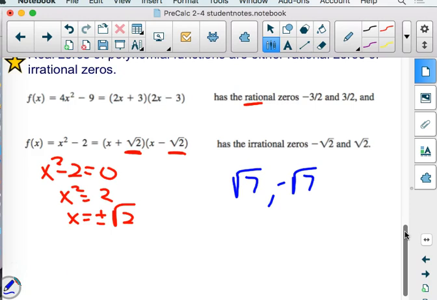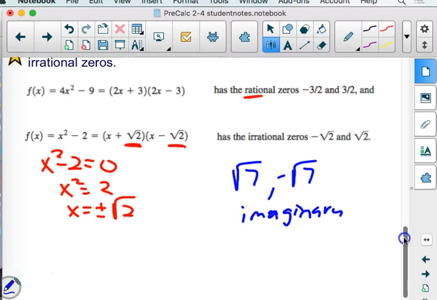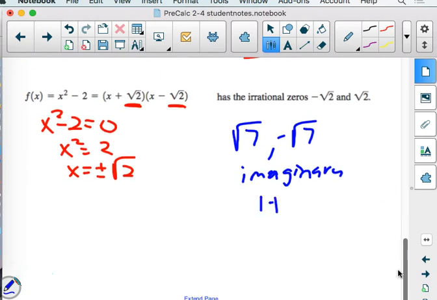Imaginaries also come in pairs. We're not going to deal a lot with imaginaries in here, but I need everybody to remember that any imaginary numbers, if we had 1 plus 2i, 1 minus 2i would be its conjugate, which would be the pair of zeros that we would have for imaginaries. So just keep that in mind as they say write them or they say find them all.